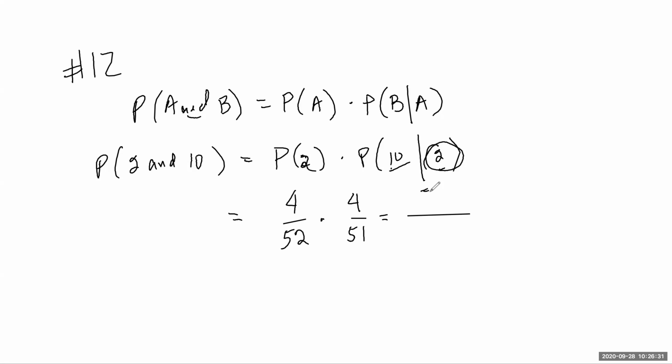So that's going to be 16 over 52 times 51, 2652. And as a decimal, that's going to be 16 divided by 2652, 0.006. So it's not a high probability event, is it? That's less than 1% chance that you'll draw a 10 and a 2 successively from a deck of cards.